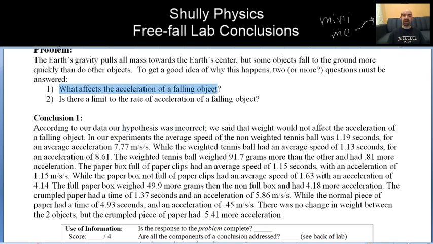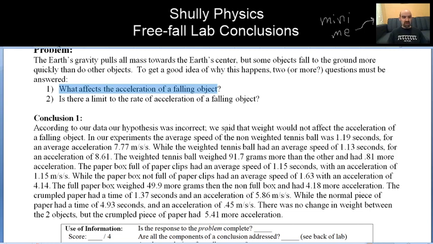Let's identify the thing first. What are we going to identify as an effect of acceleration? Is mass or surface area / size, are those going to be a factor? Let's get right into it instead of giving a big introductory sentence. We said that weight would not affect the acceleration of a falling object.